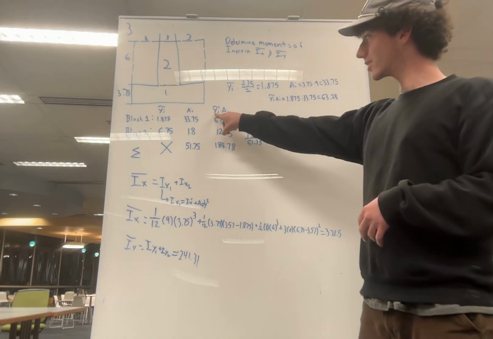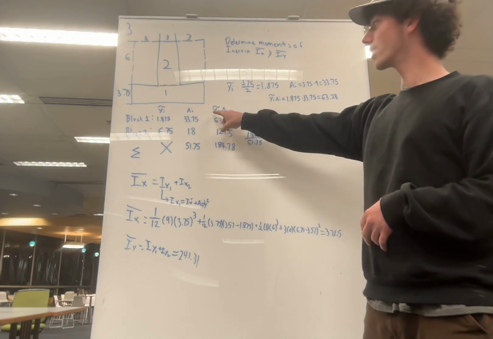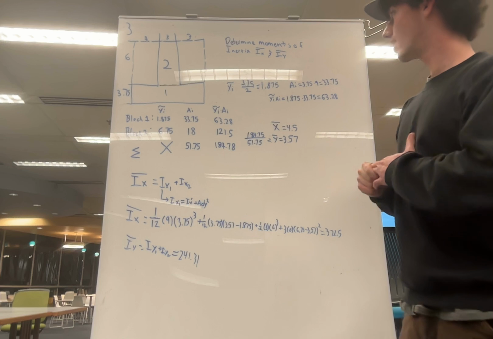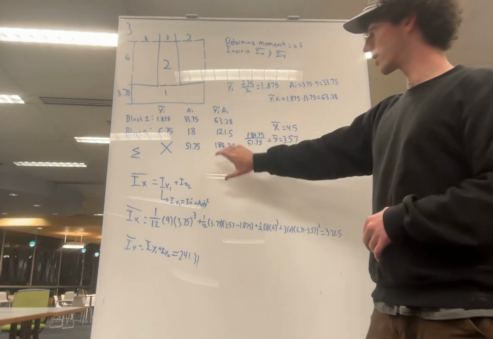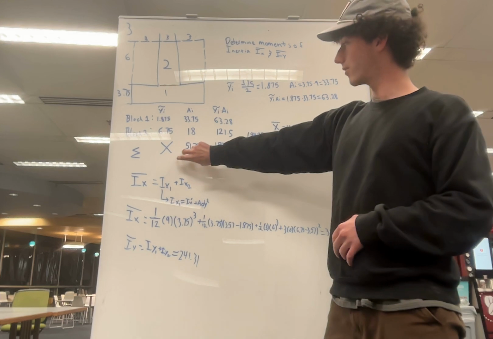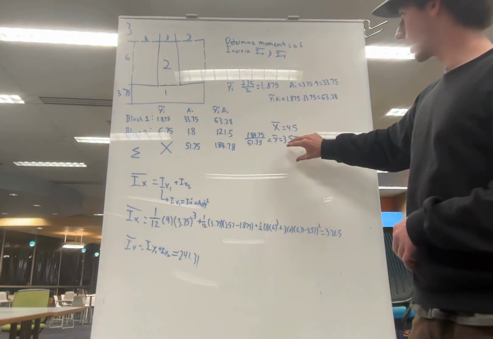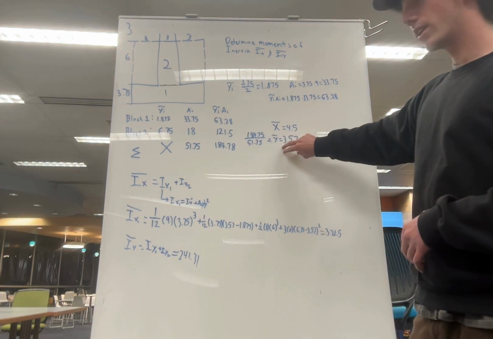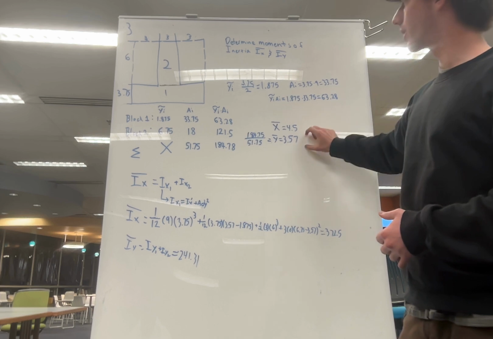y tilde times area. We'll get those for both blocks and then sum them. And then we will take 184.78 divided by 51.75 to get our Y bar. Well, we already had X bar, but now we can get Y bar.